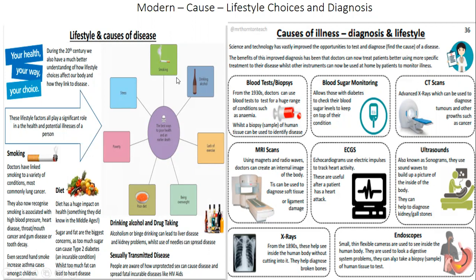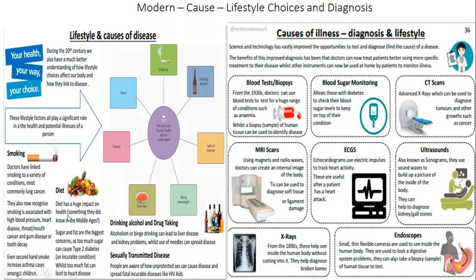So we've got stress, smoking, drinking alcohol, lack of exercise, being overweight, poor diet, even poverty. And I'm going to go through just a couple here. So smoking, we know this from the lung cancer side of the course, but doctors have linked smoking to a variety of conditions, mostly lung cancer. They also recognize that smoking is associated with high blood pressure, heart disease, throat or mouth cancer, and gum disease or tooth decay. Even secondhand smoke increases the chance of asthma cases amongst children.